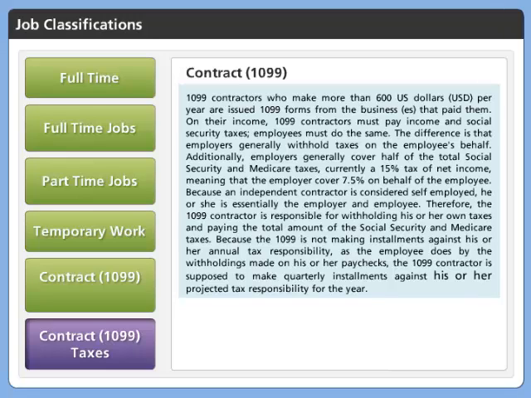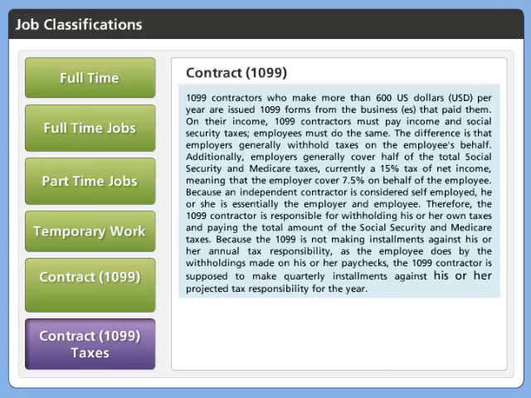The difference is that employers generally withhold taxes on the employee's behalf. Additionally, employers generally cover half of the total Social Security and Medicare taxes, currently a 15% tax of net income, meaning that the employer covers 7.5% on behalf of the employee. Because an independent contractor is considered self-employed, he or she is essentially the employer and employee. Therefore, the 1099 contractor is responsible for withholding his or her own taxes and paying the total amount of the Social Security and Medicare taxes.